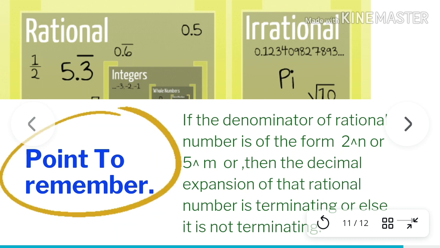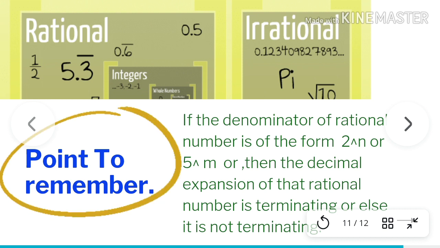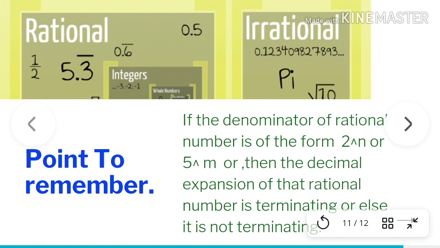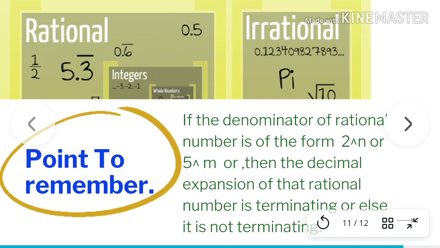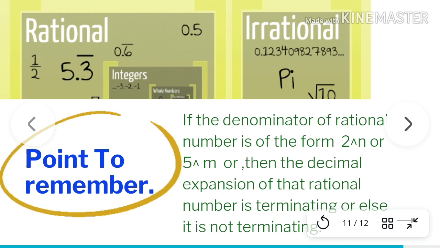Let y be any real number whose decimal expansion terminates. It is a rational number, which we can express in the form of a by b, where a and b are co-prime, and the prime factorization of denominator b has the power 2 or 5 or both, like 2 raised to n and 5 raised to m, where n and m are non-negative integers.